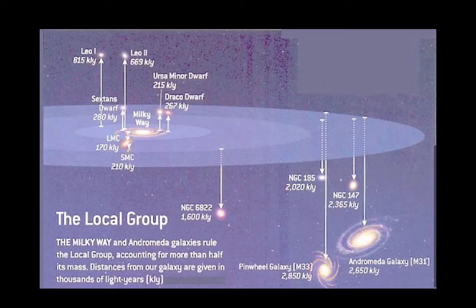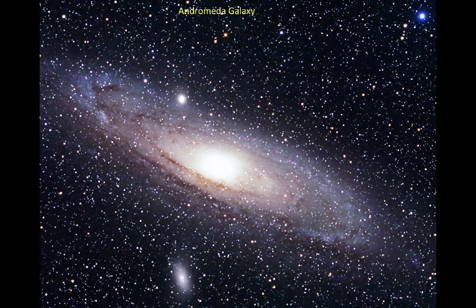Here is another view of the Local Group, which gives you a 3D perspective. This blue disk here is the plane of the Milky Way galaxy. The Milky Way galaxy and the Andromeda galaxy are actually falling in towards each other and will merge in several million years. So here is the Andromeda Galaxy, our closest large galaxy. It is a spiral galaxy like the Milky Way.